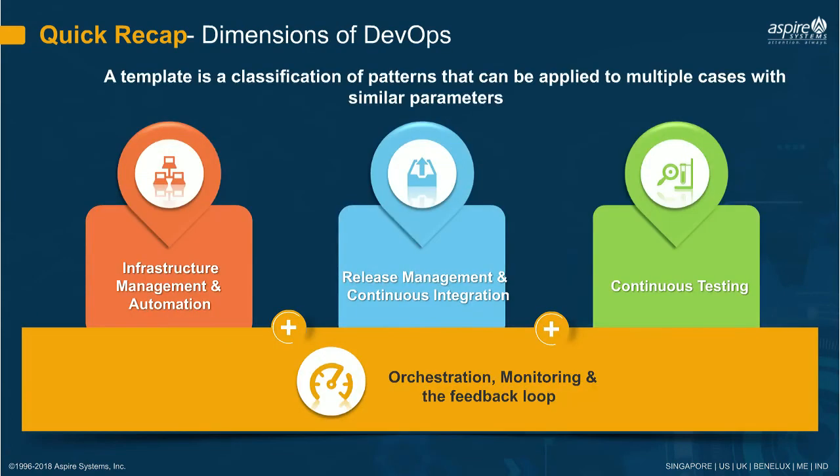So moving forward, as you can see, our 4 different dimensions, as we've seen with our experience working with customers across the globe in different business domains, as well as at different stages of development. Typically, what we see as these dimensions are infrastructure management and automation, release management and continuous integration, continuous testing, and underlying it all, the 4th dimension is orchestration, monitoring, and the feedback loop.